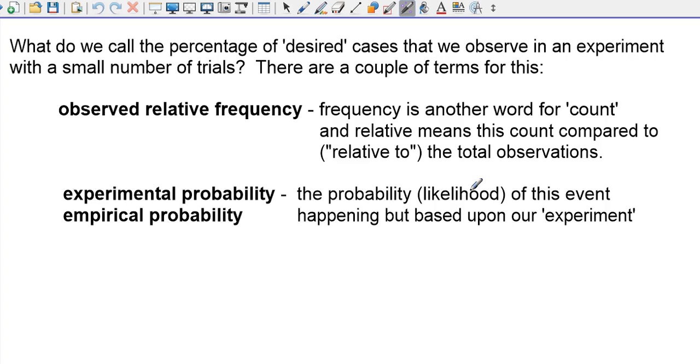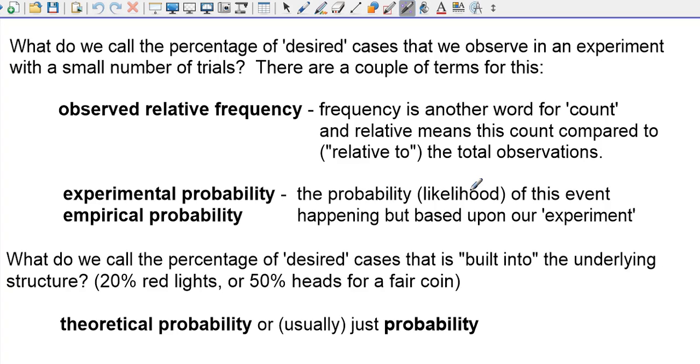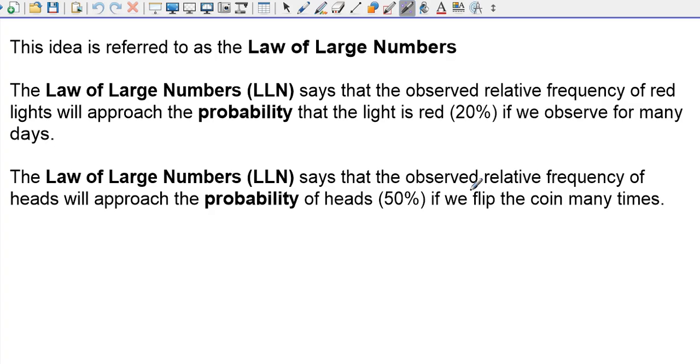So what do we call the underlying structure of the percentage of desired cases that's built into the structure? The 20% of the times of arrivals being red lights, or the 50% of flips being heads for a fair coin. That's usually called theoretical probability, or more commonly we just use the word probability. So when we use the word probability, we're going to be talking about this theoretical underlying structure probability, not the probability that we would see in a small number of cases.